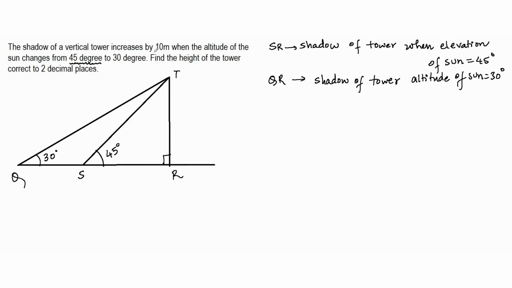And by how much did the shadow increase? The initial shadow was SR and the new shadow is now QR. They are saying that the shadow length increased by 10 meters. That means QS is the increase in the shadow length, and QS is given by 10 meters. This is the increase in the length of the shadow. We need to find the height of the tower. So let us assign H as the height of the tower.